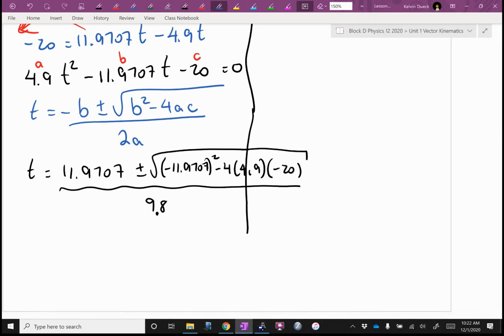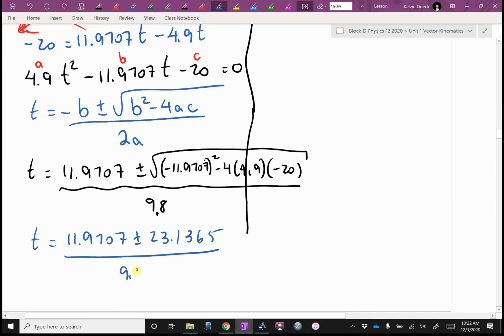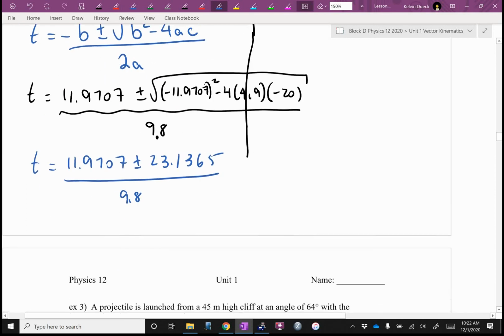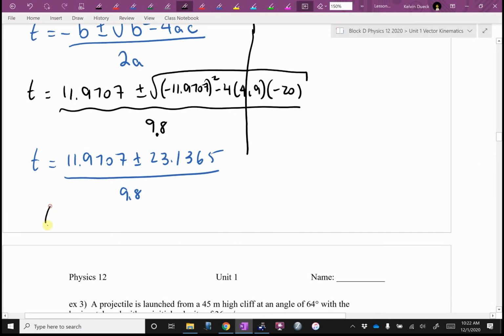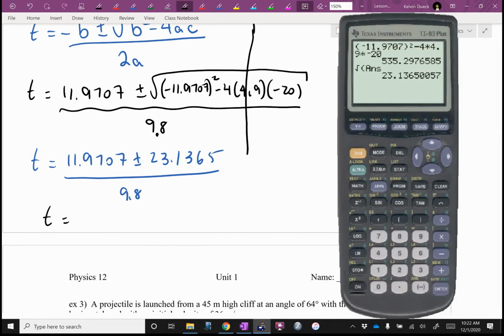I got this. T is going to equal 11.9707 plus or minus 23.1365 all over 9.8. I'm not going to worry about trying to use my answer button all over the place here. If you have the built-in solver, great, you'll be more accurate than I will be. But because I've carried 5 or 6 sig figs, I'm pretty sure when I find t, it's going to be good to 3 or 4 sig figs. Good enough.